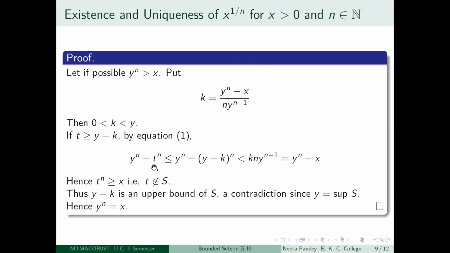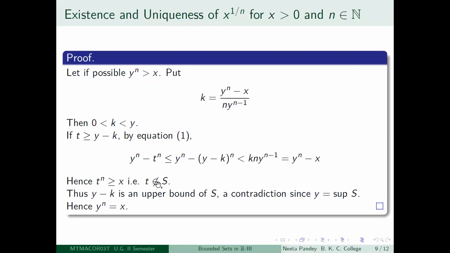Okay, so here if you cancel out y to the power n on both sides, you get minus t to the power n is less than or equal to minus x, which means that t to the power n is greater than or equal to x, right? So what does that mean? It means that t is not an element of S. What was capital S? Capital S consists of all positive real numbers for which the nth power would be less than x. So we are getting a t so that t to the power n is greater than or equal to x.